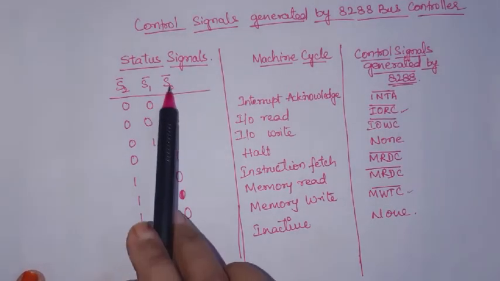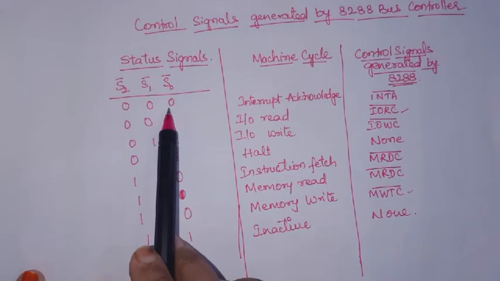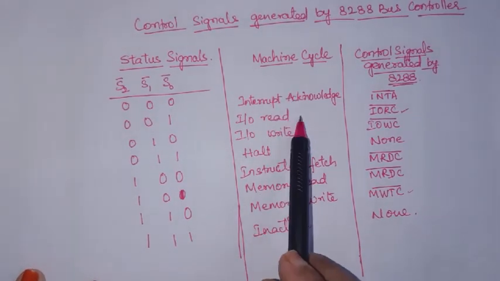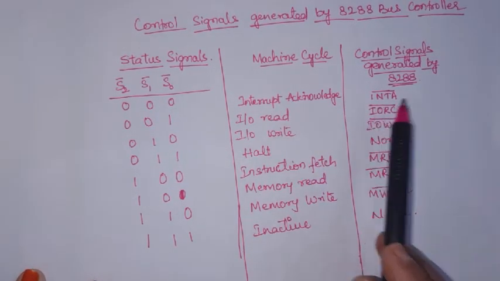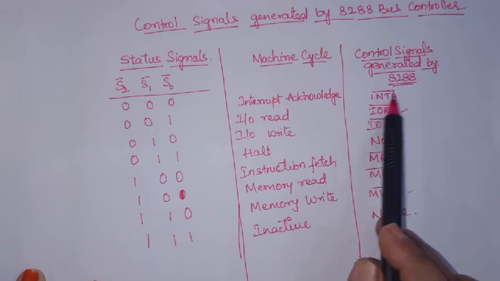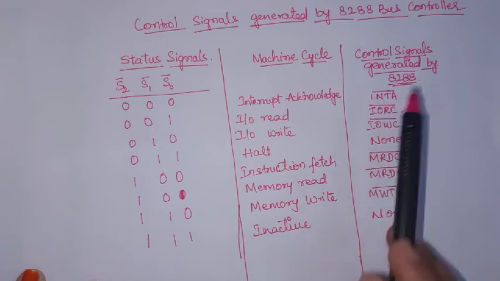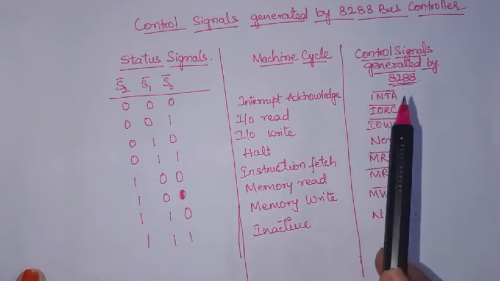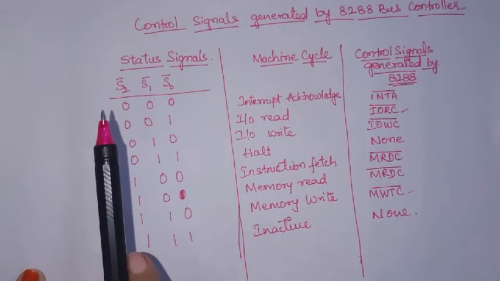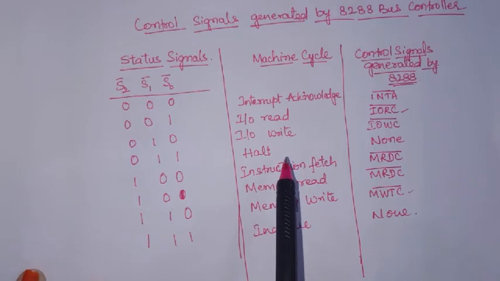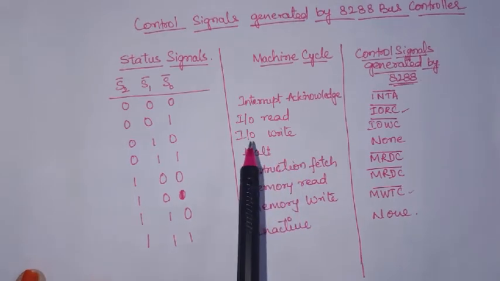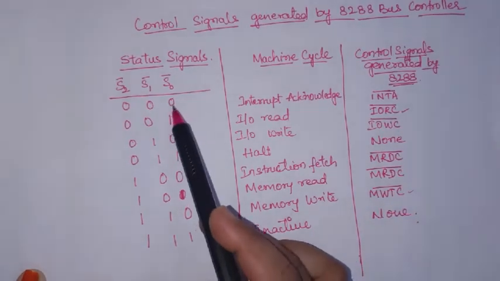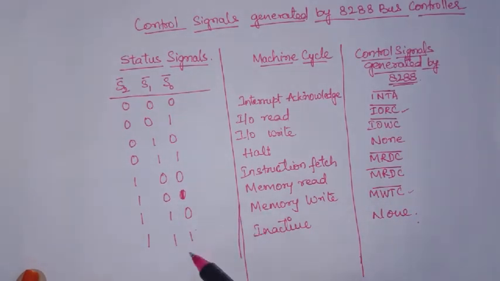When the status signals are 000, it is an interrupt acknowledge machine cycle. So it will generate the control signal interrupt acknowledgement bar. Earlier, in minimum mode, interrupt acknowledgement bar is generated by the processor. But in maximum mode, the 8288 bus controller generates these signals by decoding the status signals.